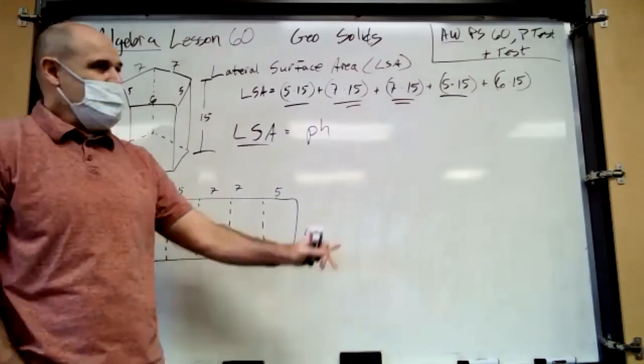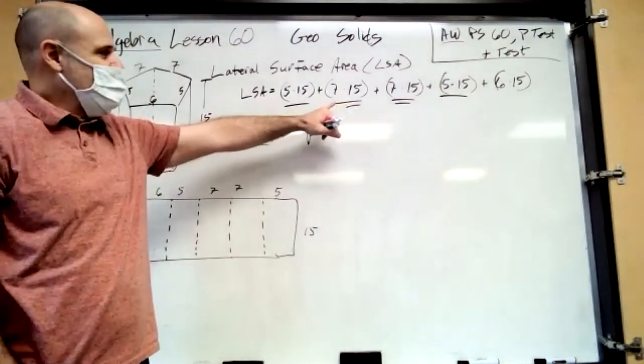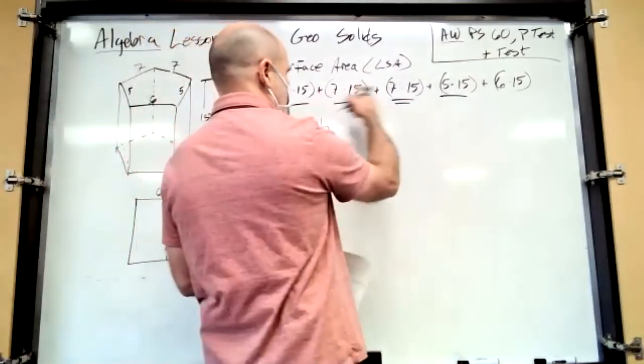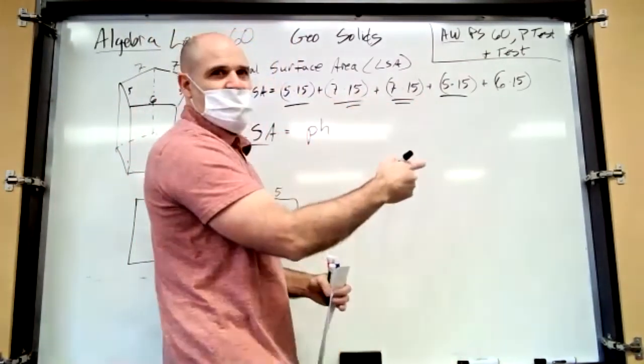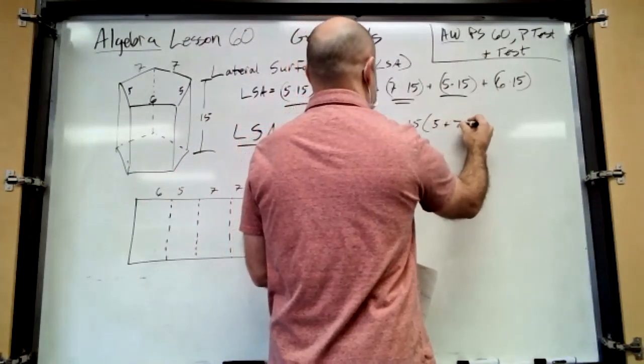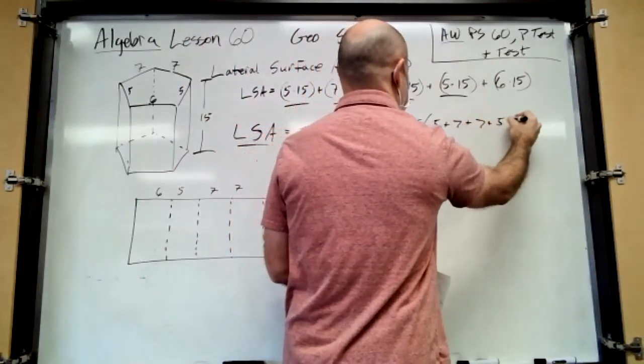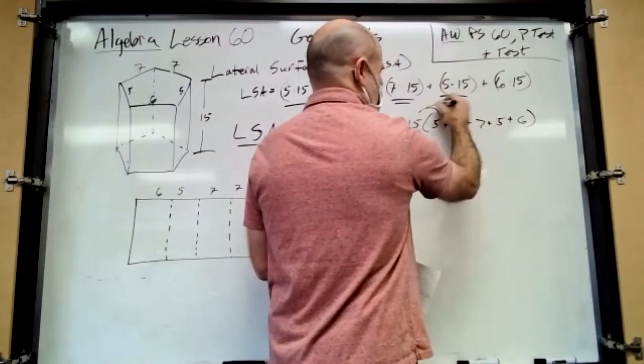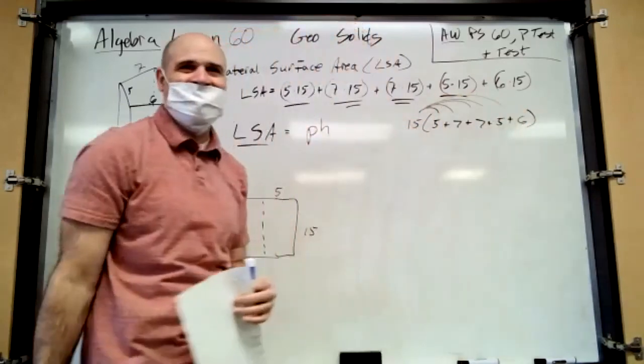Or technically, remember, I could use the distributive property. Every one of these is being multiplied by 15. Look at that. So it's 5 plus 7 plus 7 plus 5 plus 6. See how it's the distributive property?